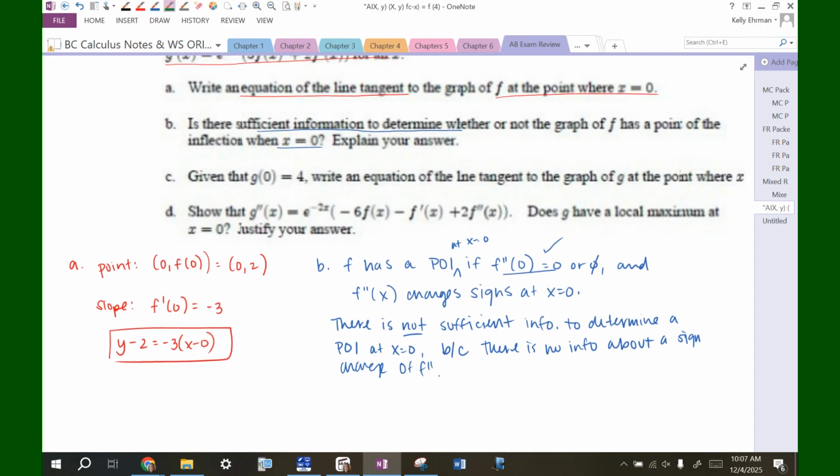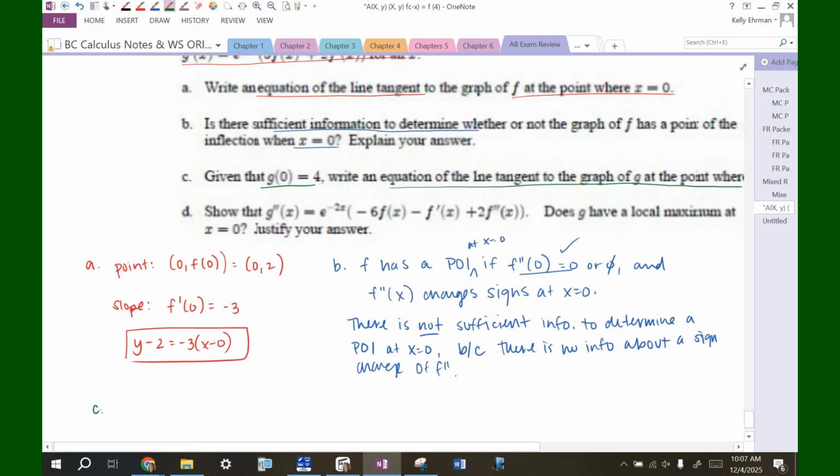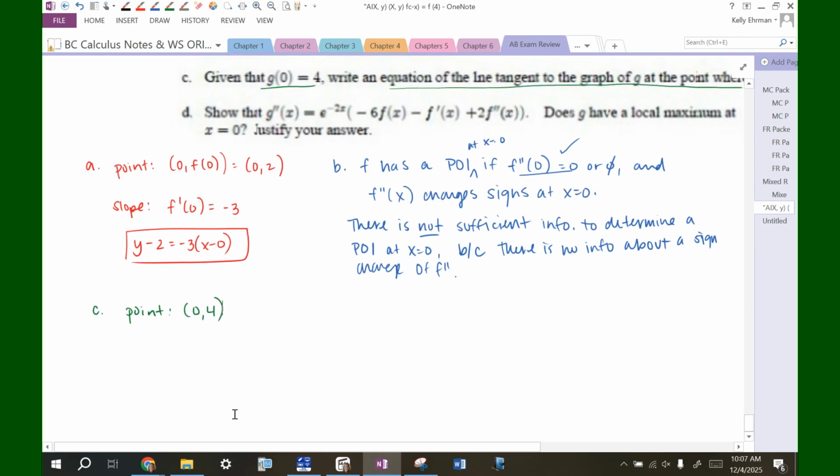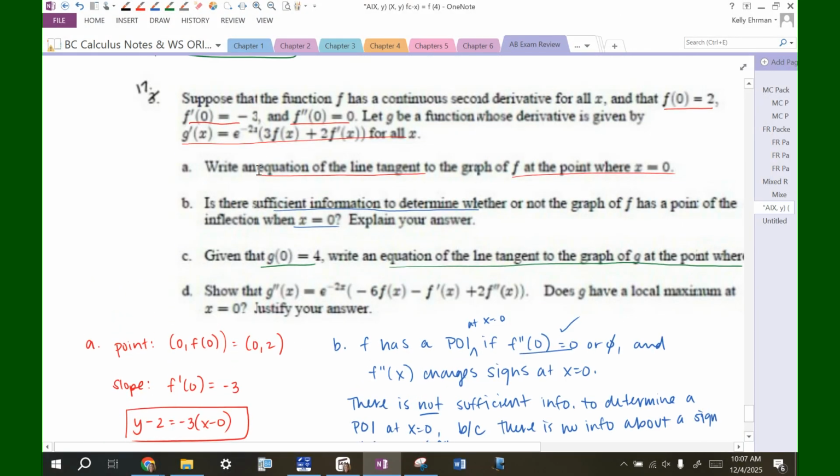Okay, part C. Given that g of 0 is 4, write an equation for the line tangent to the graph of g at the point where x equals 0. So here's another tangent line equation. We need a point, which they gave me, (0, 4), and we need a slope. Now this is going to take a little more work because I need g prime of 0, and they give me g, but they don't give me flat out g prime. Oh no, they do give me g prime. Oh gosh, okay.